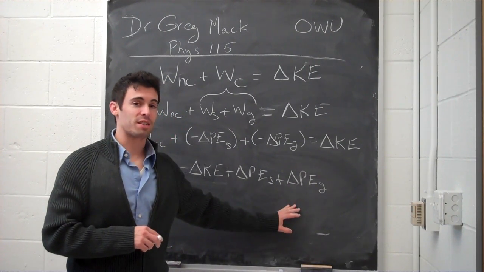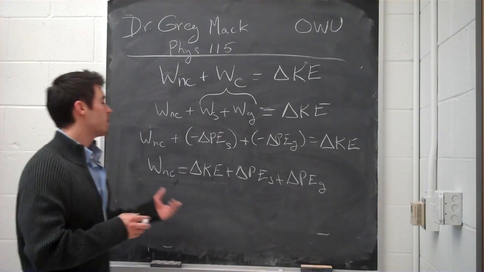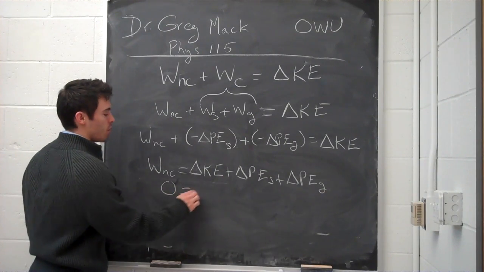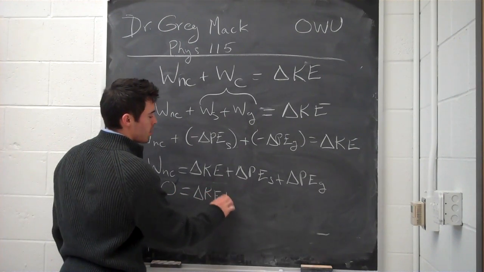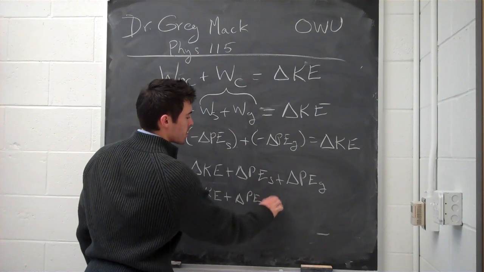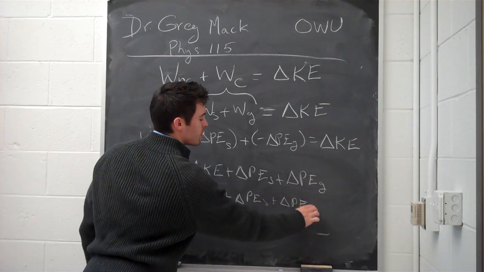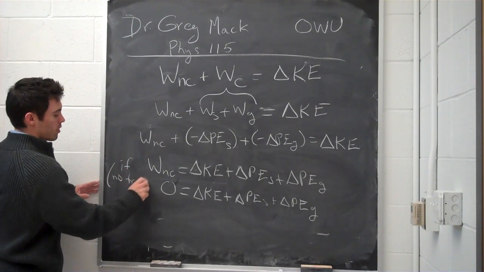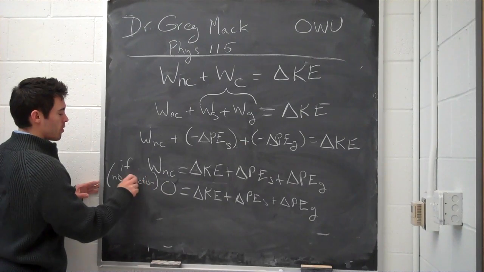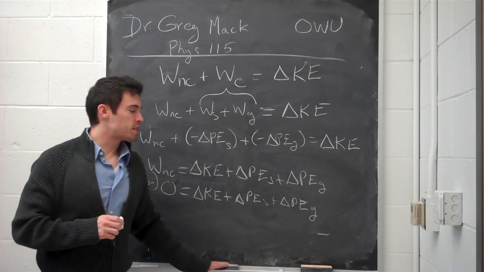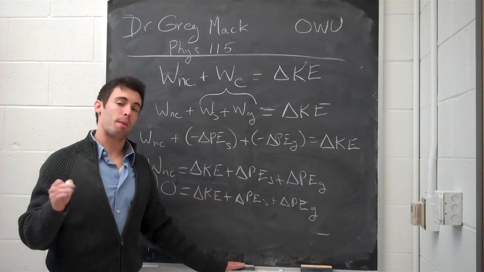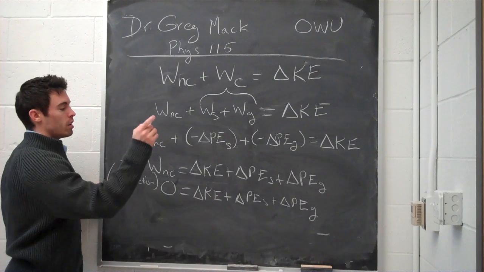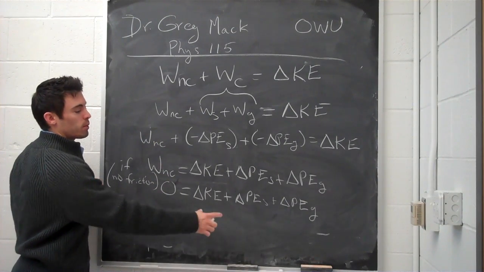Let's write this in the specialized case so that we can analyze what this really means. If there's no friction, that's 0, right? So we have 0 is equal to delta KE plus delta PE spring plus delta PE gravity, if no friction. And this brings us to the same situation I mentioned at the very beginning of this recording, that the energy initial is equal to the energy final.